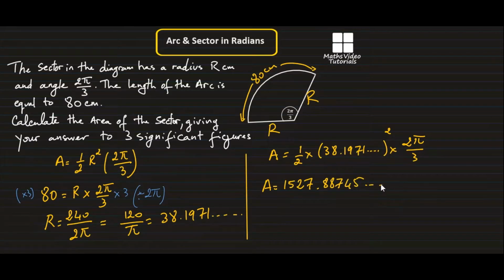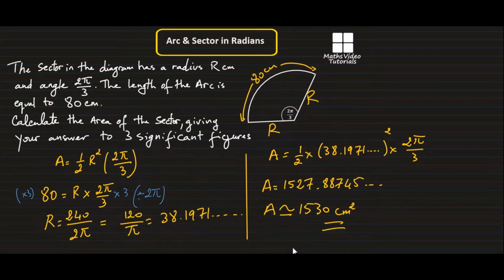Okay, all right, so we want to round it to 3 significant figures. This is the first significant figure. This is the second. This is the third significant figure. Everything else after this is insignificant. So you can see this is 27. It's close to 30. So we'll round to 1530. So the area of the sector, rounded to 3 significant figures, is 1530 squared centimeters. And that's how you answer this exercise.